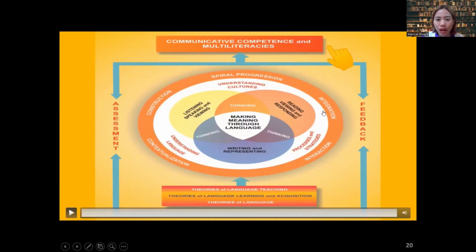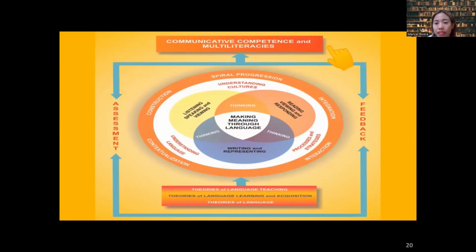And we implement, or we put into action, these things that are in the inner circle, which is the core. And then we also do assessment, and at the same time we give feedback, and this would be the outcome of this. So this is what the English curriculum is under the K-12.